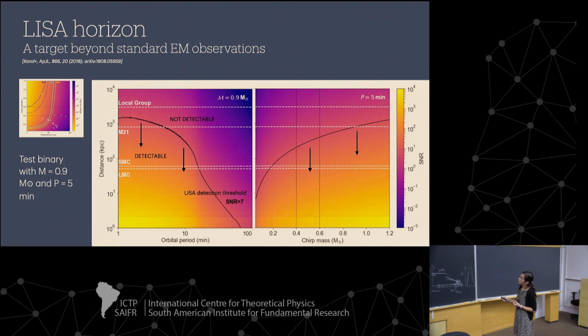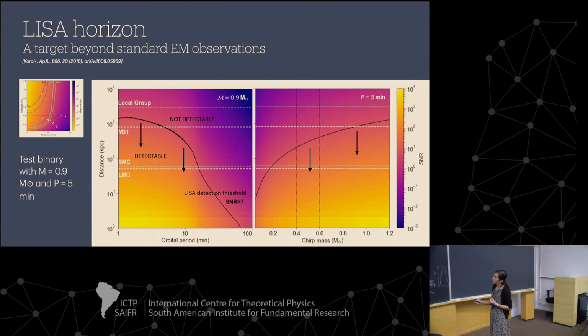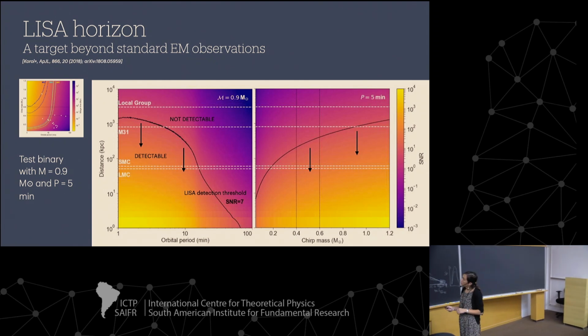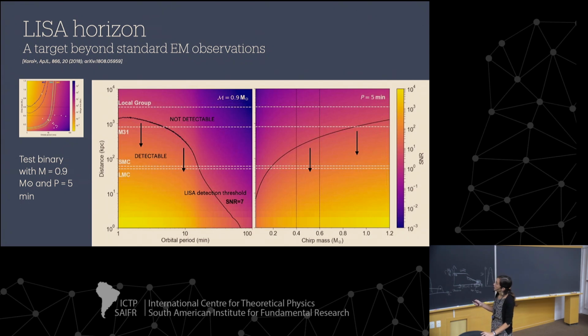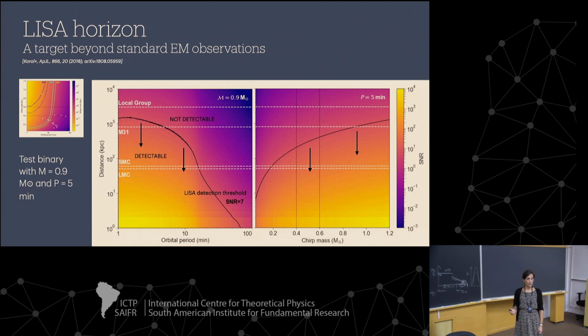So this is the famous curve of signal to noise of 7. And basically what you're seeing here is that everything below this curve can be detected. So one object with these specific characteristics can be detectable even at the distance of M31. It can definitely be detectable at SMC and LMC, obviously as a function of the orbital period. Everything above cannot be detected.